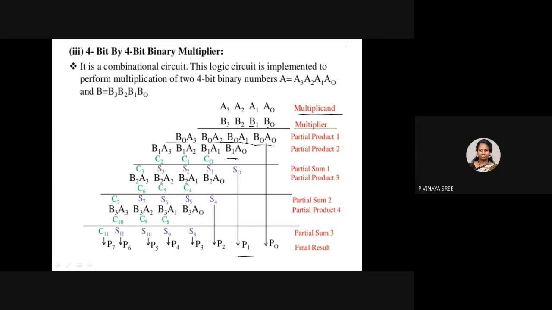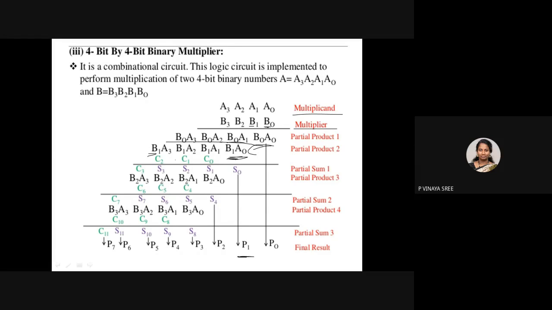Next, we need to do a left shift, so you need to start from here: B1A0, B1A1, B1A2, B1A3 until this one. Now this should be directly considered. The sum of this will be taken as P1, and the sum of this will be considered as P2.